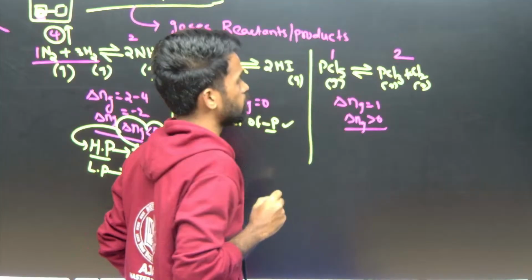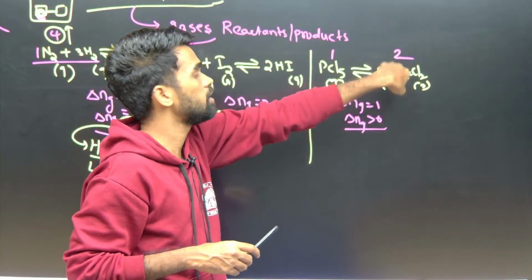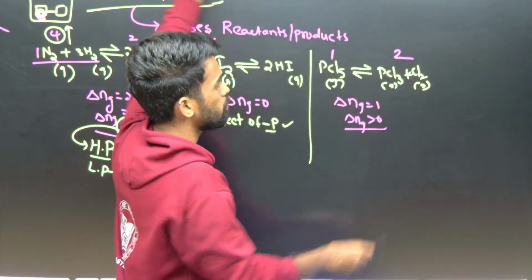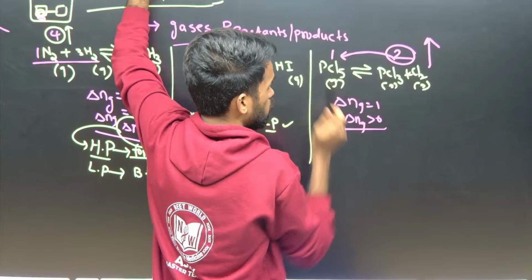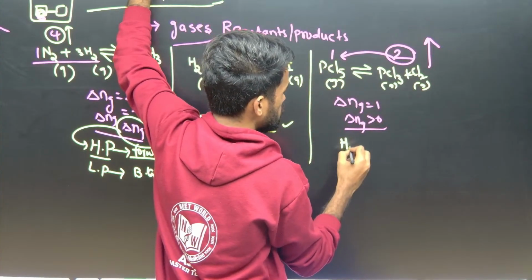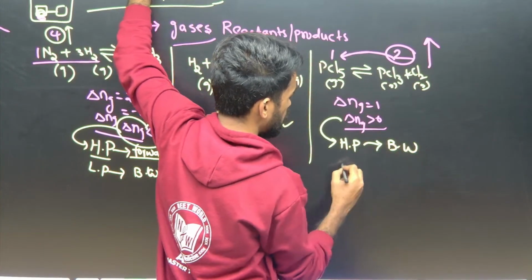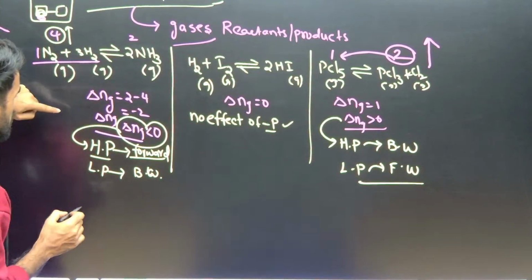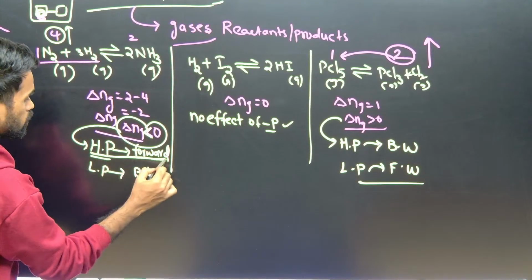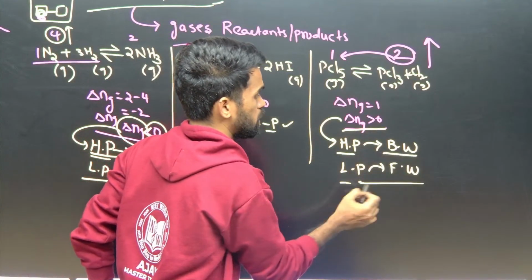See here, delta Ng is more on which side? Here we have 2 and this side 1. I mean the number of gaseous products is more on this side. Therefore, the effect of pressure will be seen on this product side. So if I increase the pressure, the number of moles present in unit volume increases. Therefore, equilibrium tries to shift to the reactant side. So whenever delta Ng is greater than 0, high pressure favors backward, and low pressure favors forward. That's it. If delta Ng is negative, high pressure favors forward, low pressure favors backward. If delta Ng is positive, high pressure favors backward, low pressure favors forward.